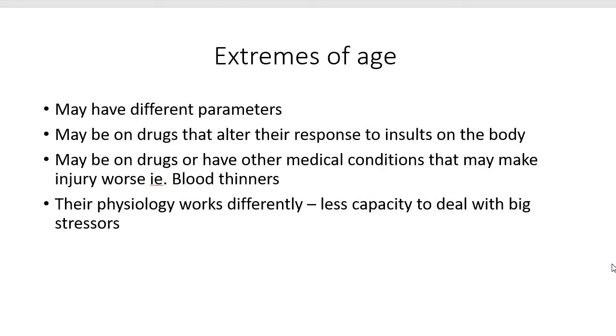Another thing is that especially in the older category, they may be on a range of drugs, and that's important for a number of reasons. Number one, the drugs may alter their response to insults on the body. What do I mean by that? A lot of patients who have got heart conditions or high blood pressure may be on drugs that lower blood pressure or lower the heart rate or prevent the heart rate from getting too high, tablets called beta blockers. So it may well be that their ability to mount a fast heart rate is actually quite limited.